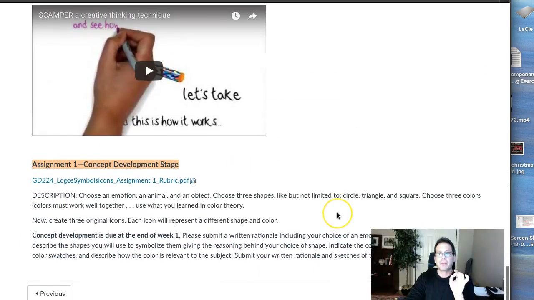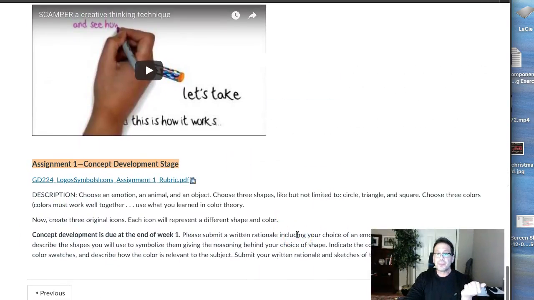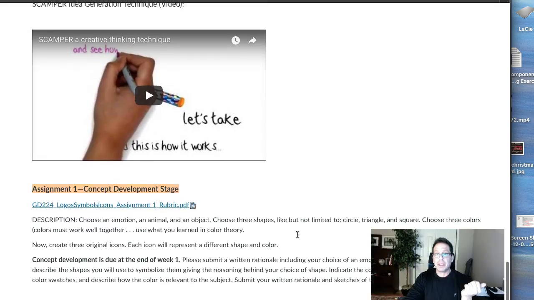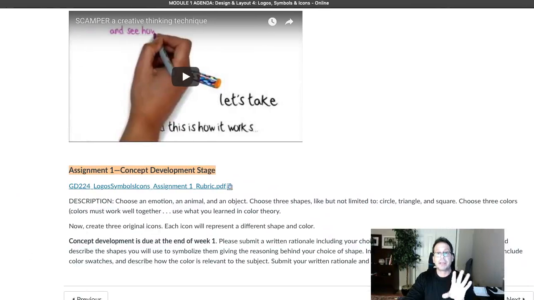What you're going to do is sketch out your idea for your symbols for an emotion, an object, and an animal. I'm going to demonstrate a couple of these, but keep in mind, I am in Adobe Illustrator, so you will be sketching these. You'll be submitting them with your written rationale as well as your color choices.